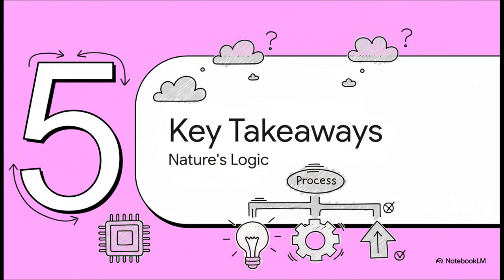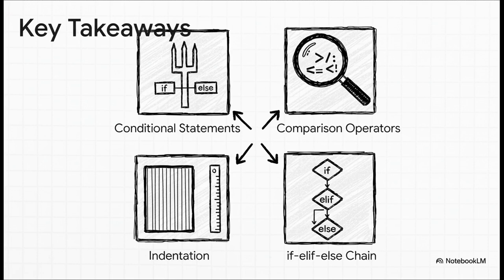Whew, okay, we've gone from super simple choices all the way to complex decision chains. So let's just boil this all down to the absolute essentials you need to remember. If you're going to remember anything, remember these 4 things. First up, conditional statements. If, elif, and else are your basic tools for creating those decision points. Second, comparison operators. These are the symbols like the greater than sign and the double equal sign that you use to ask your true or false questions. Third, indentation. Remember, in Python, it's not just for looks, it's the law. It defines your logic. And finally, the if-elif-else chain. This is your go-to tool for handling multiple conditions in a clear, ordered way.